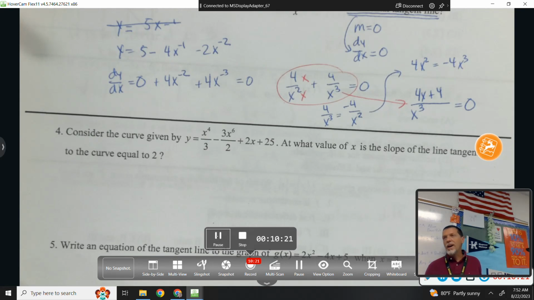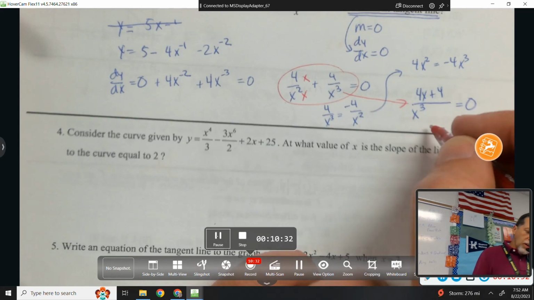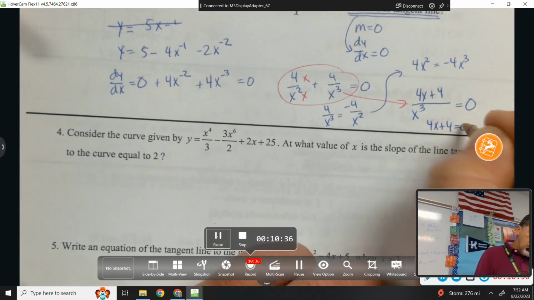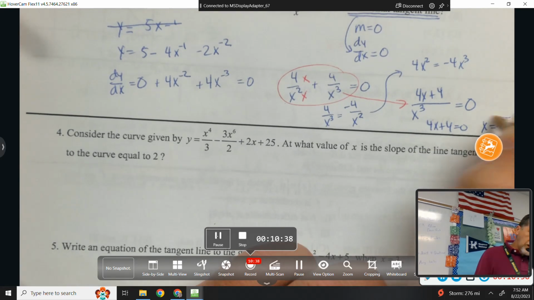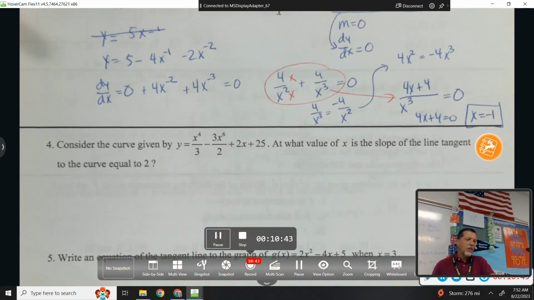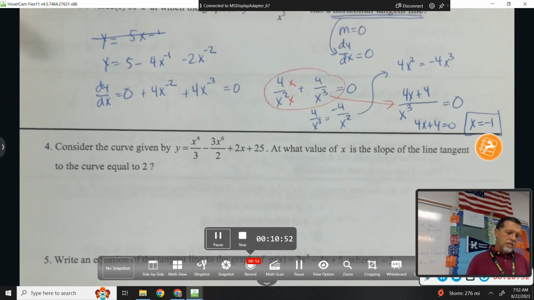All right, my no-zero experts. What makes a fraction equal to 0, the top or the bottom? The top. So the bottom can't be 0, and if the top is 0, that would be x equals negative 1. So this means when x is negative 1, that curve has a horizontal tangent line. Yes?